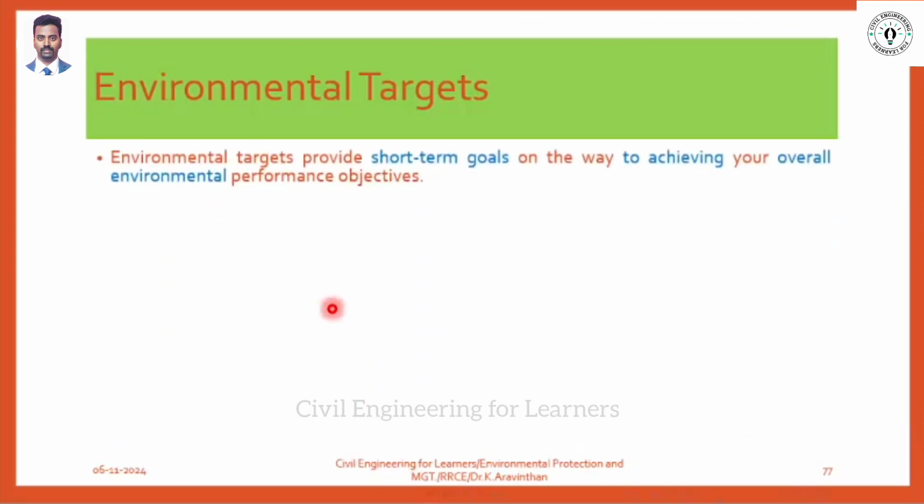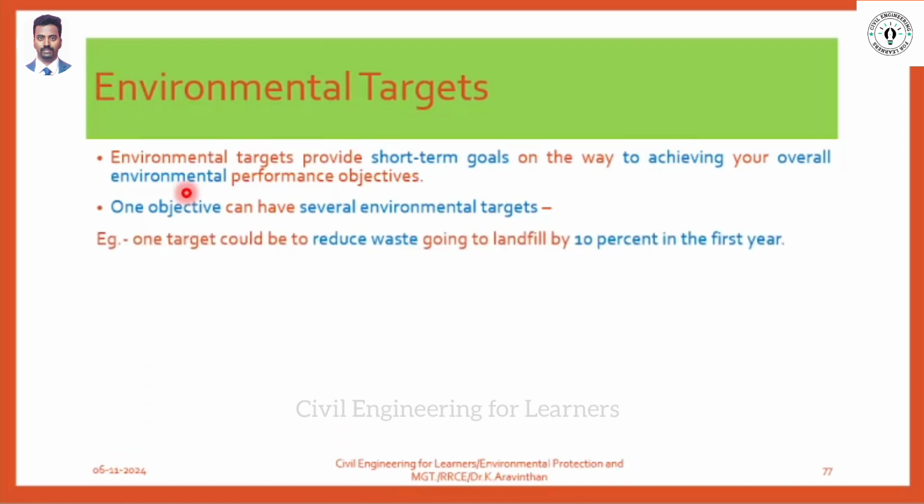So environmental targets are short-term goals. But the environmental policy might be long-term. Targets are generally short-term goals to achieve overall environmental performance. So year by year, in order to achieve the policy, you will set short-term targets and achieve them. One objective can have several environmental targets. Objective is one; for making an objective, you can have several targets, as in the example I gave earlier. One of the targets can be reducing waste.